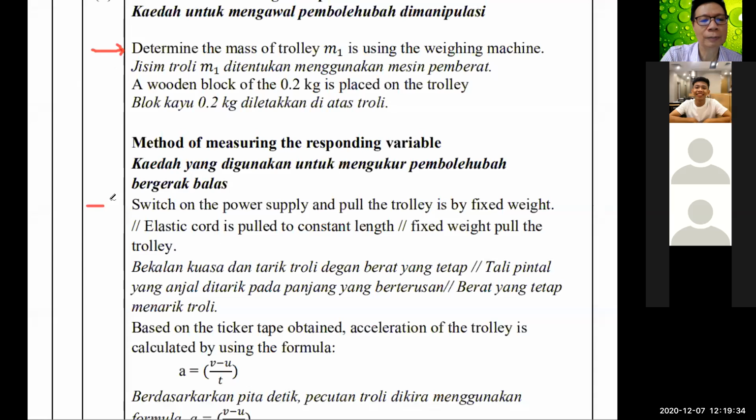Switch on the power supply. Pull the trolley by a fix. This is wrong. Very thorough, this answer. Switch on the power supply. Pull the trolley by a fix. You say here, fix length. Elastic cord pulled to a constant length. This one is correct. Okay. Elastic cord pulled to the constant length.